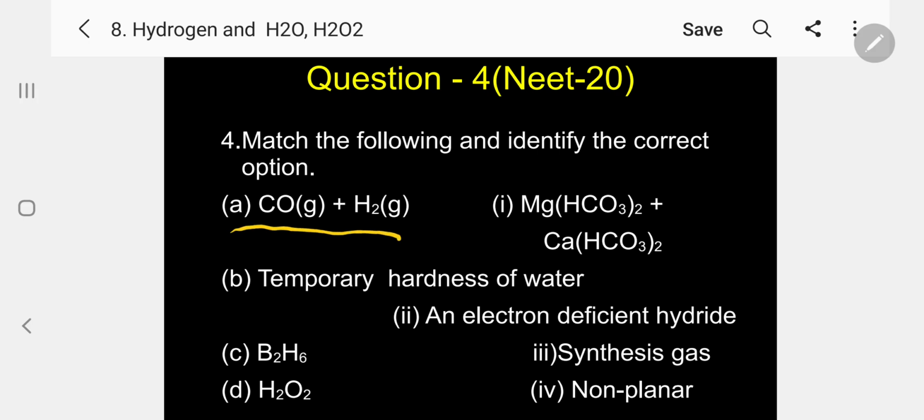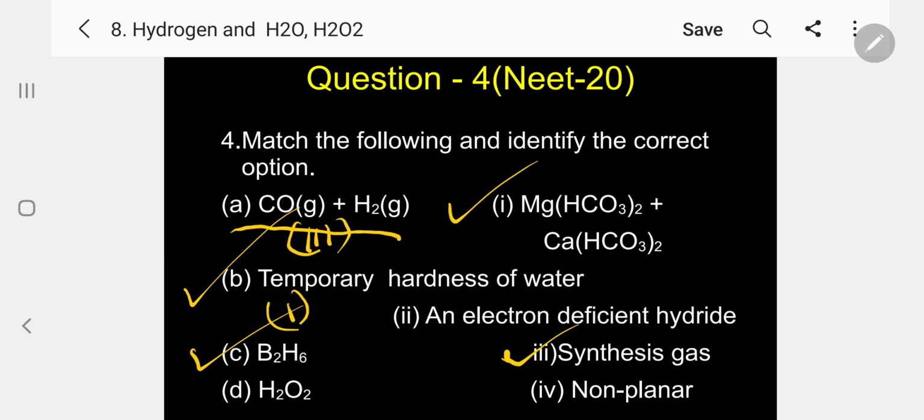Kindly follow. CO plus H2 is normally called synthesis gas. It is actually A, 3. Synthesis gas is also called water gas. Number 2, just now we have discussed temporary hardness of water. It is due to 1, because magnesium bicarbonate and calcium bicarbonate are responsible for temporary hardness. Over. Now with these 2 you can find out the answer.